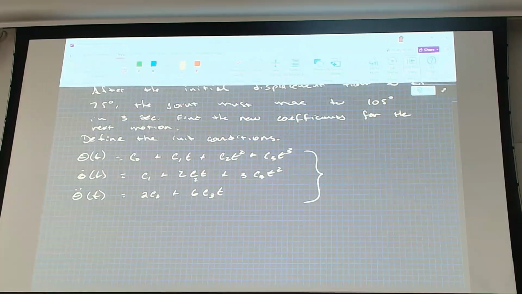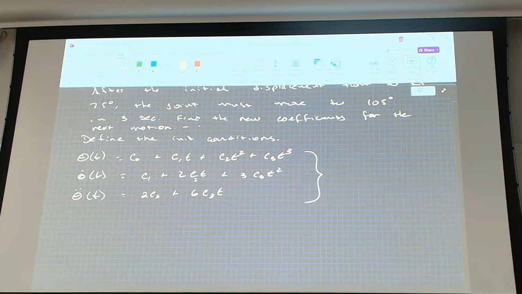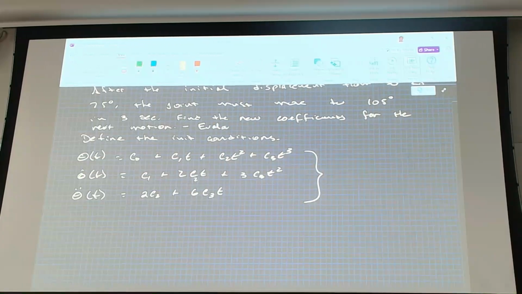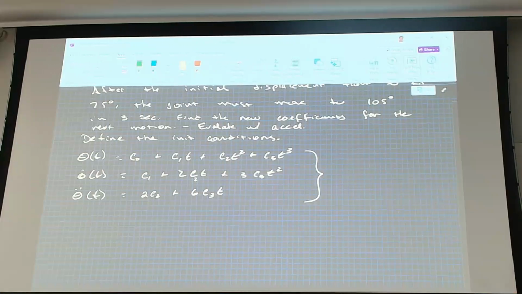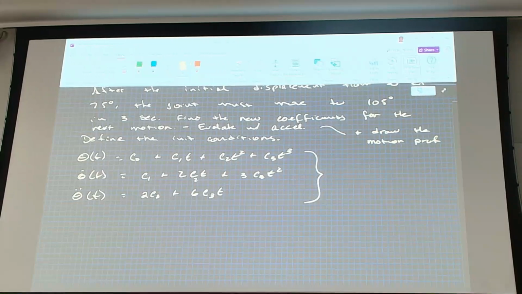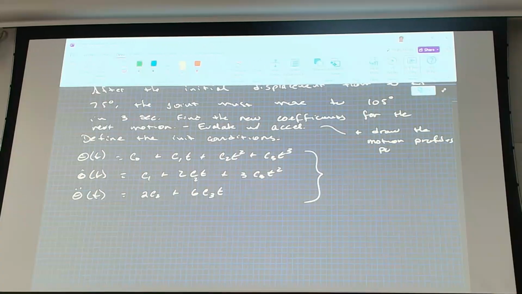Let me say what you next do for the next motion. We are also going to say evaluate with Excel. And then we're also going to draw the motion profiles, i.e. position, velocity, acceleration. Everybody good so far?